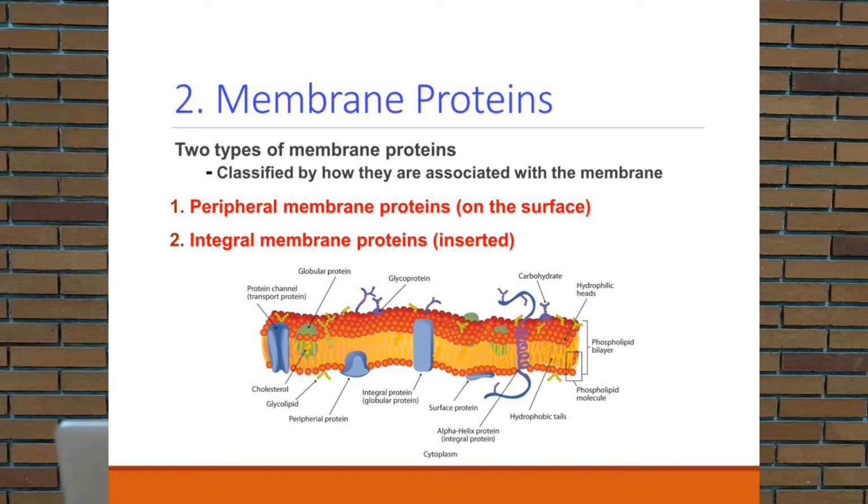As I already explained, the two general classifications are the peripheral membrane proteins, which are located on the surface, and the integral membrane proteins, which are inserted into the membrane. So here you can see the peripheral protein, and then the integral protein, or the globular protein, and also the integral protein, which is an alpha helix protein, the surface protein, and peripheral proteins on the sides of the cell membrane.